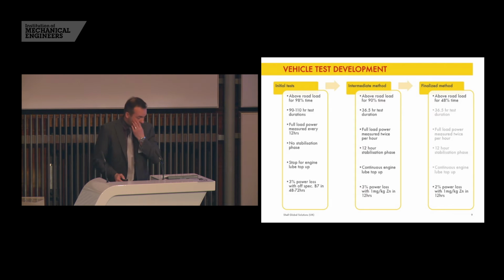From those initial tests, we took some learnings and progressed to an intermediate test method, and one further change to bring us to a finalised test method. In the original method, we were above road load for almost all the time. Road load I mean as the load that the engine would experience in the vehicle if it was running at steady speed on a level road.